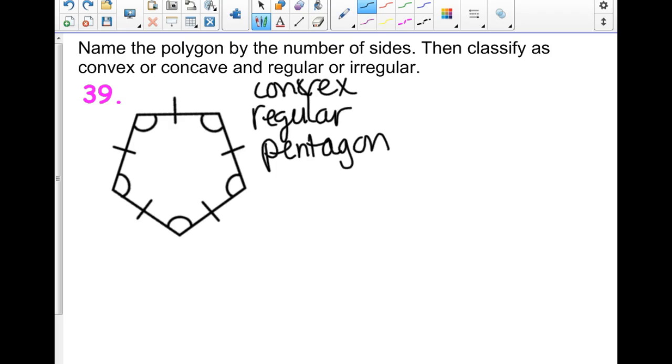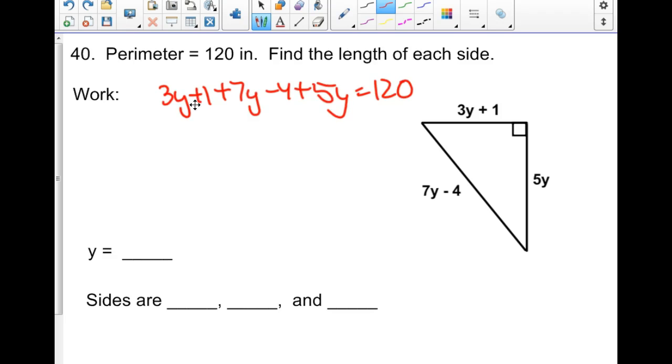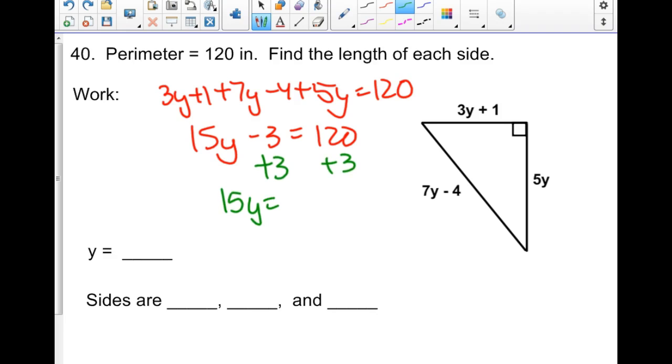Pentagon. And the perimeter is 120. That means you add up the outside. So we would add up the sides, 3y plus 1 plus 7y minus 4 plus 5y, and set it equal to 120. 3y plus 7y is 10y, plus 5y is 15y. 1 minus 4 would be minus 3, equals 120. So we simplify the left side first. Then add 3 to both sides. 15 times y is 123.